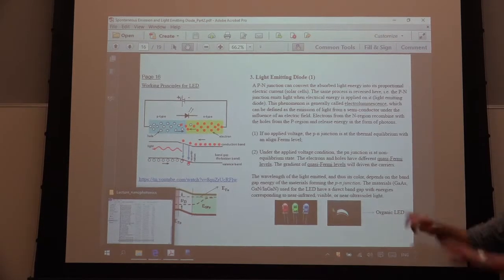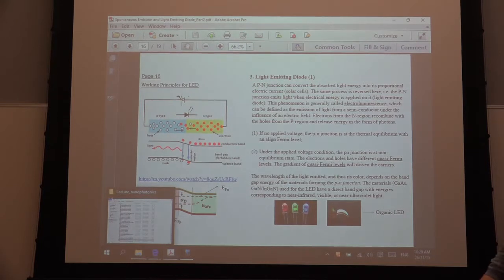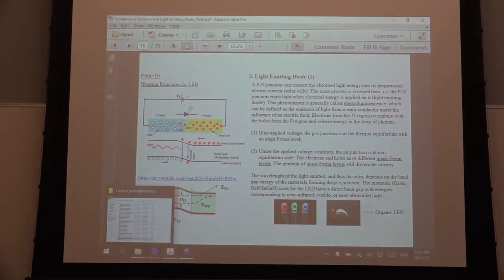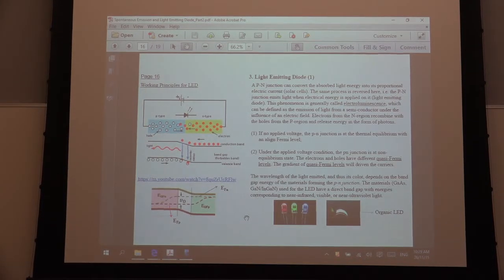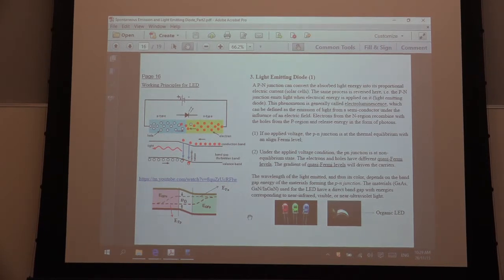This is OLED. Because of the material, organic material can bend, so it is flexible. Also, it can be large area. So this is the basic principle. Our lecture is focused on EM, so we don't talk too much about the semiconductor physics.